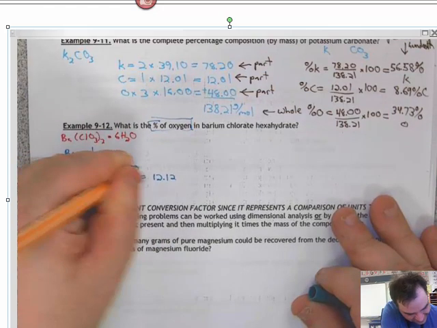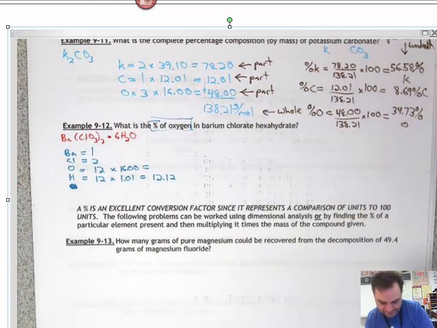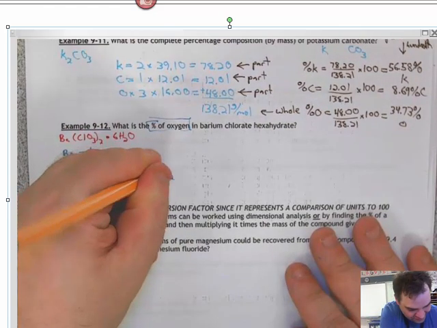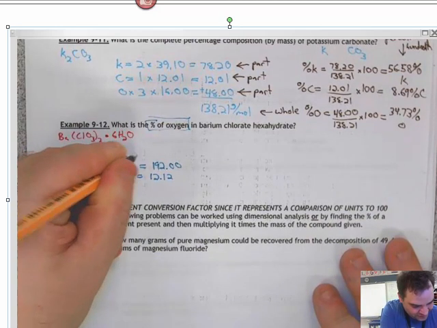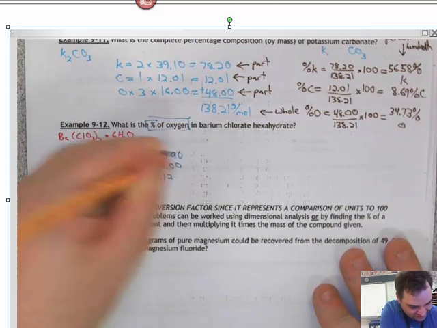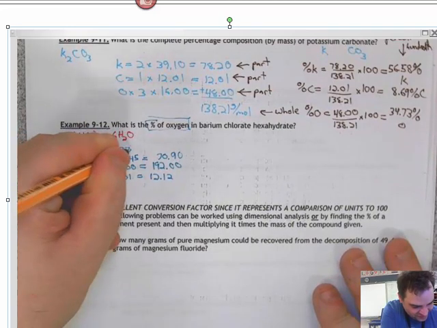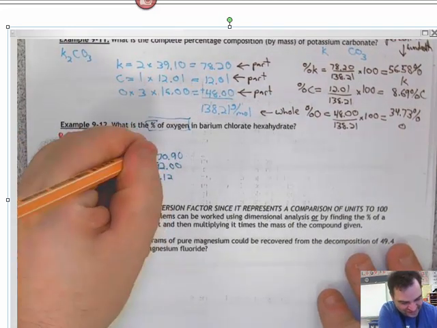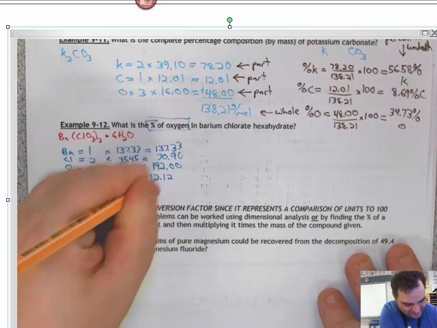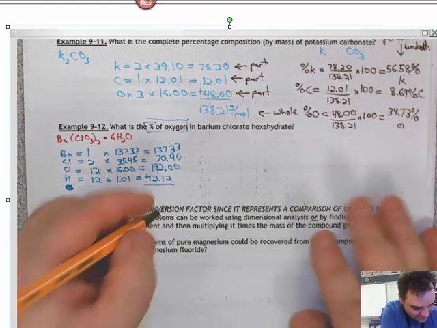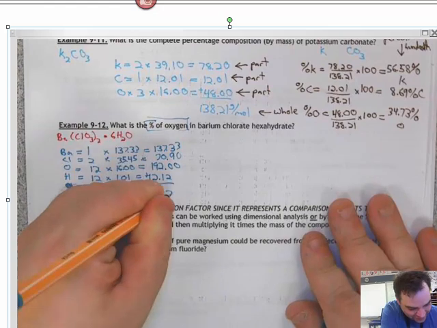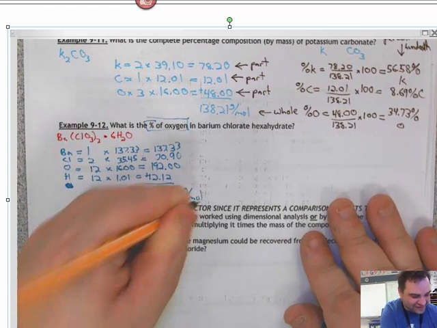12 times 16.00, which is 192.00. 2 times 35.45, 70.90, and 137.33. 137.33 plus 70.90 plus 192.00 plus 12.12 adds up to that. Oh yeah, I remember that molar mass. It's 412.35.